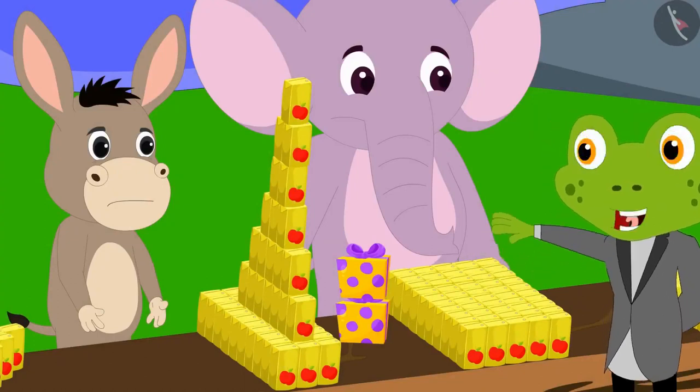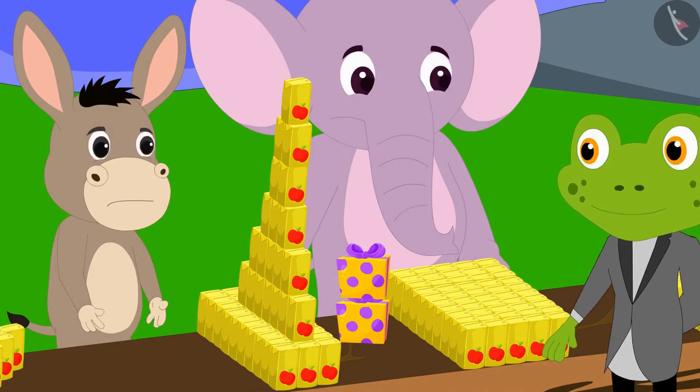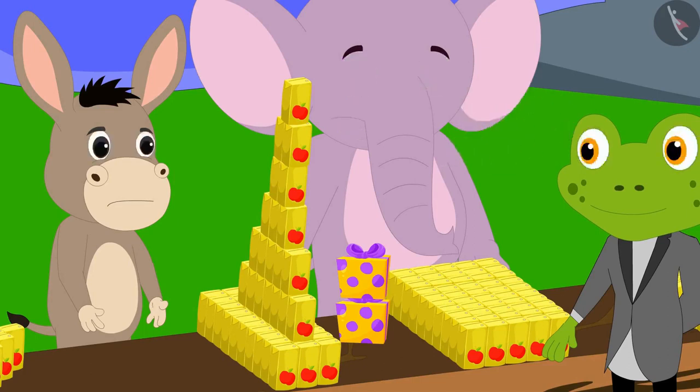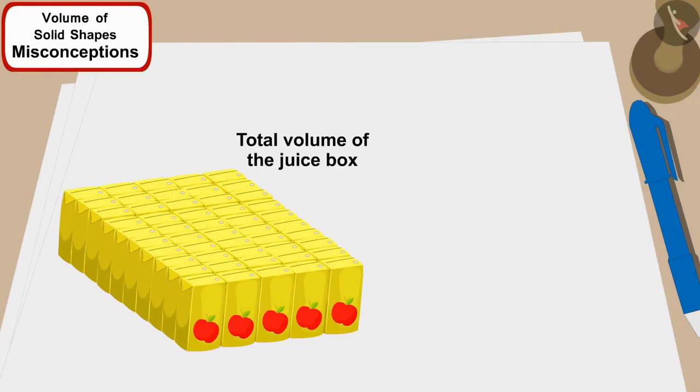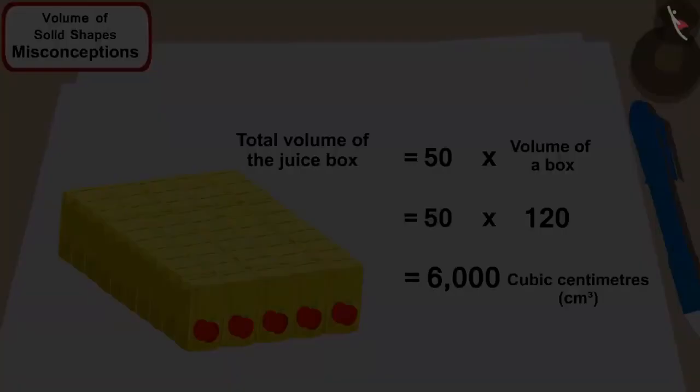Appu, how many juice boxes have you used in your shape? Tarru the frog asked Appu. 50 boxes, Appu quickly said. This means the total volume of juice being used in your shape of container will be 50 times the volume of a box. 50 times 120, that is equal to 6000 centimeters cubed.